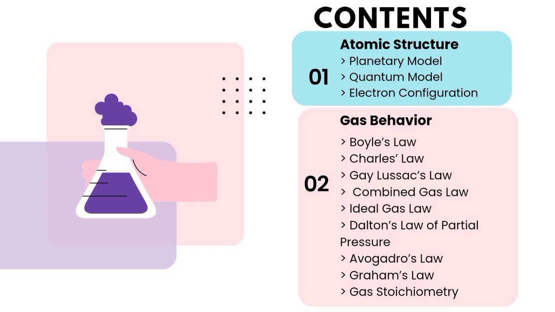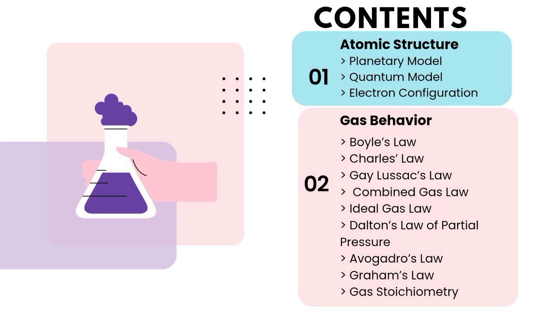This study is divided into two lessons: atomic structure and gas behavior. In atomic structure, we will tackle the planetary model, quantum model, and electron configuration. In gas behavior, we will tackle different gas laws: Boyle's law, Charles' law, Gay-Lussac's law, combined gas law, ideal gas law, Dalton's law of partial pressure, Avogadro's law, Graham's law, and gas stoichiometry.